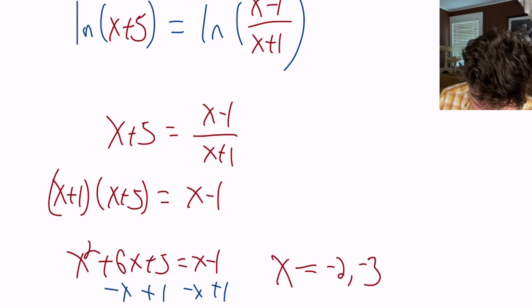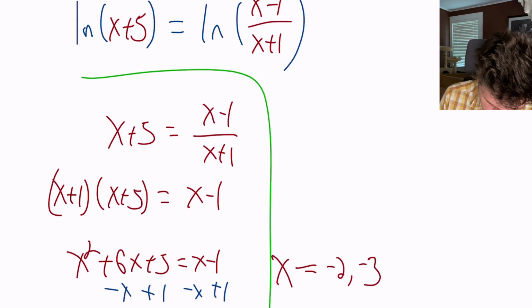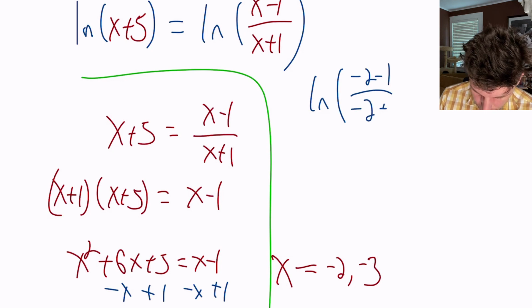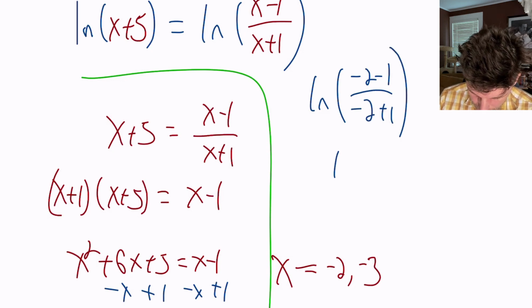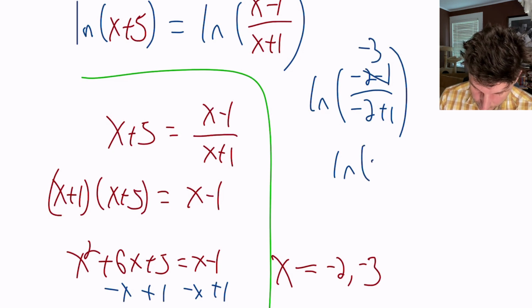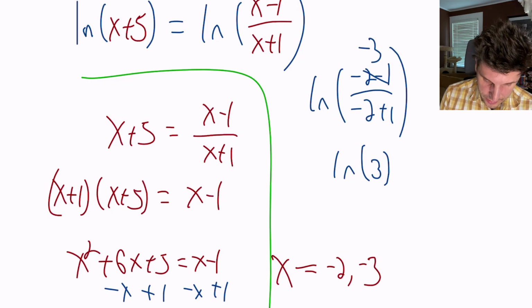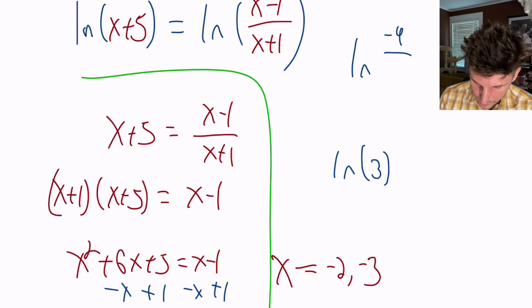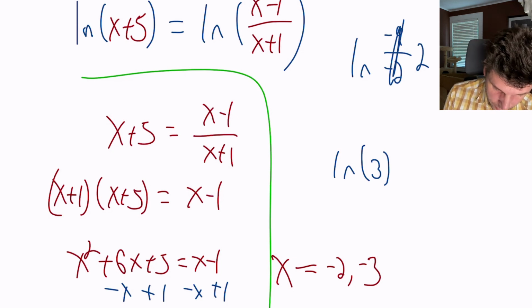If I plug in negative 2, let's just compartmentalize here, I'm going to get ln of negative 2 minus 1 over negative 2 plus 1, which becomes ln of negative 3 over negative 1, so it's positive 3. So it checks out. Then we'll do the same with negative 3. That's going to be ln of negative 4 over negative 2, which becomes ln 2. It checks out. So yeah, we're good.